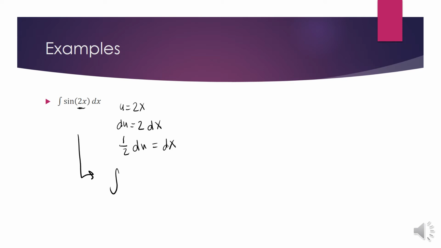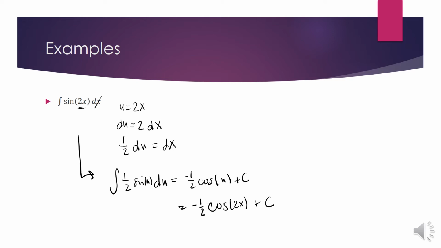And now we're going to rewrite it. So dx is going to become 1/2 du. What's left is sine of 2x, which is going to become sine of u. And now we'll take the antiderivative. So the antiderivative of sine is negative cosine, and my 1/2 is going to stay. So negative 1/2 cosine of u. And then lastly, go back to x's. So this is negative 1/2 cosine of 2x plus c, and that would be our final answer.